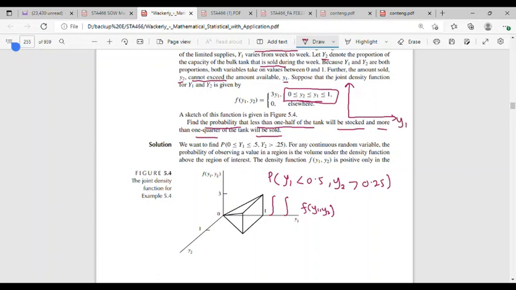Okay, y1 dengan y2. y1 dengan y2 ni dia kata merangkumi 0 and 1. So 1 here, 1 here. Tetapi dia restriction y2 tak boleh lebih dari y1. y2 tak boleh lebih daripada y1. Ni, y2 less than or equal to y1. So kita boleh buat straight line of y1 equal to y2 daripada sini.